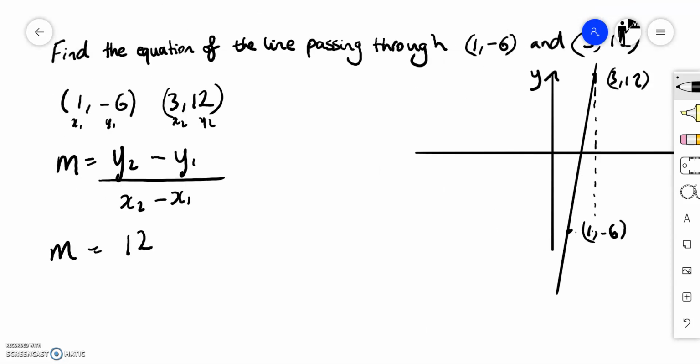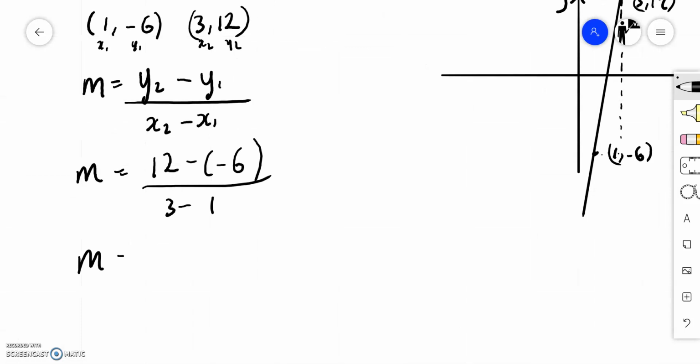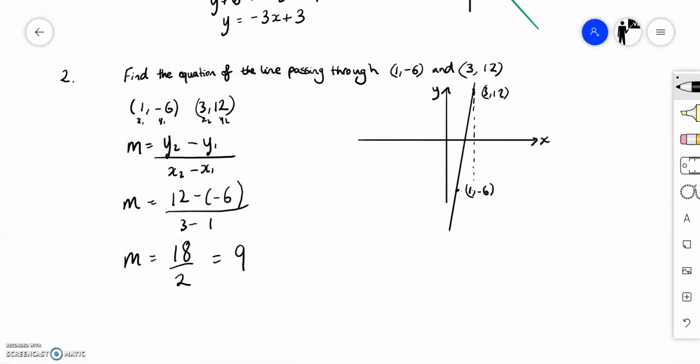So that's going to be 12 subtract negative 6 over 3 subtract 1. That's going to be 18 over 2, which is 9. So we've worked out that we've got a gradient of 9 here, and that ties in with this because it's sloping upwards. So now to find the equation of the line, we need a gradient and a point, and we've got all the pieces we need.